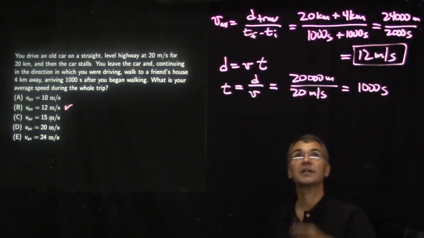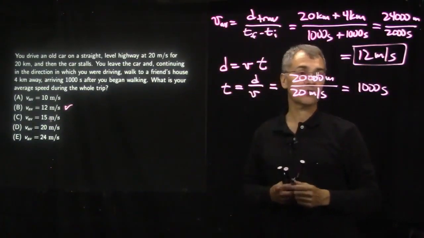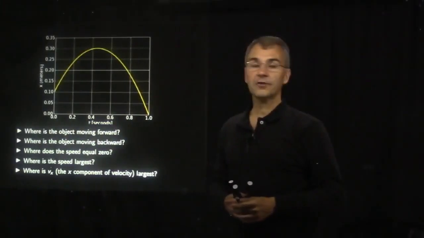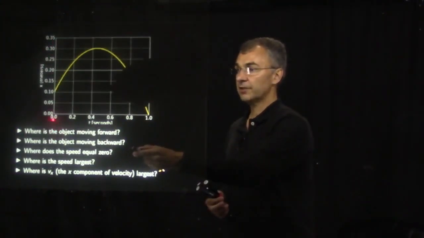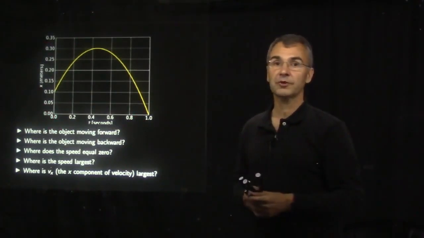One thing that was tricky about this is that in order to figure out the time for this first segment, we had to divide the distance by the speed. There was also some tricky stuff with meters versus kilometers. Here's a graph of position in meters versus time in seconds. So the time goes from 0 seconds to 1 second. The position goes from 0 meters to 0.35 meters.